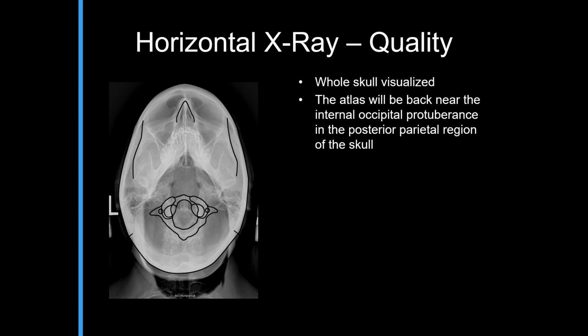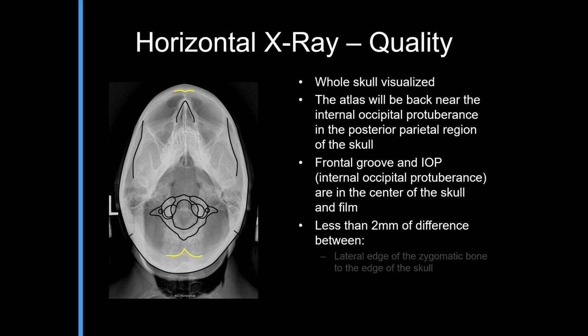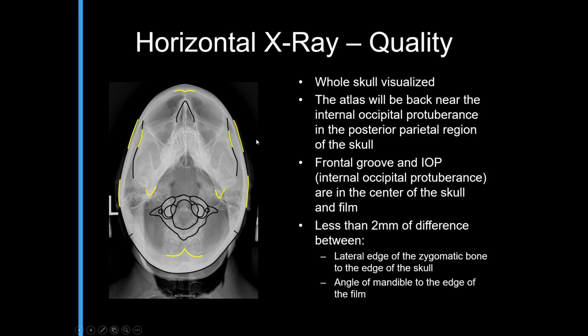As far as the quality, or if it was done correctly, the whole skull needs to be visualized. The atlas will be on the back near the internal occipital protuberance in the posterior parietal region of the skull. Then the frontal groove and the IOP, the internal occipital protuberance, are in the center of the skull and the film. There's less than 2 millimeters difference between the lateral edge of the zygomatic bone to the edge of the skull, which is this one right here, and between the angle of the mandible to the edge of the film. So I use this one primarily with the CBCT. And the frontal groove is to the edge of the skull.